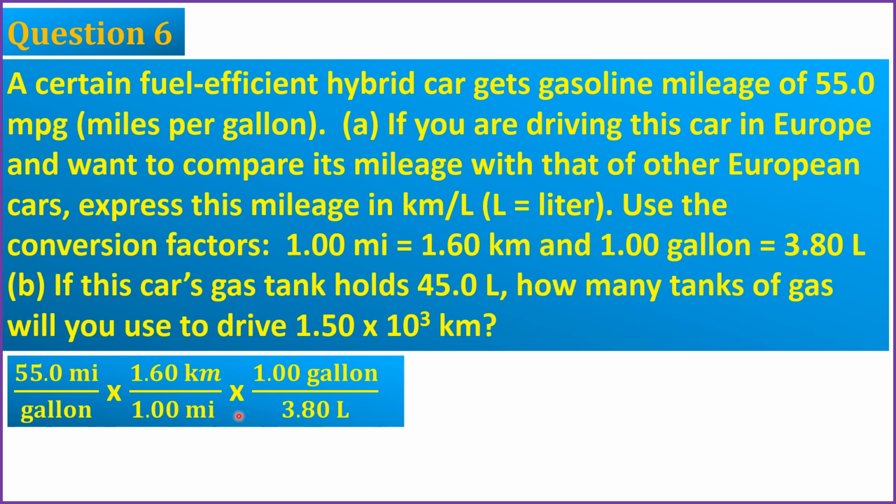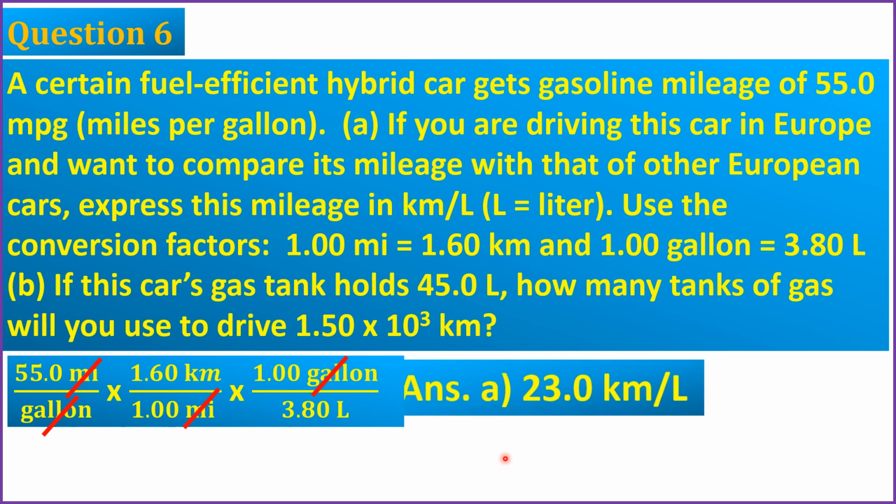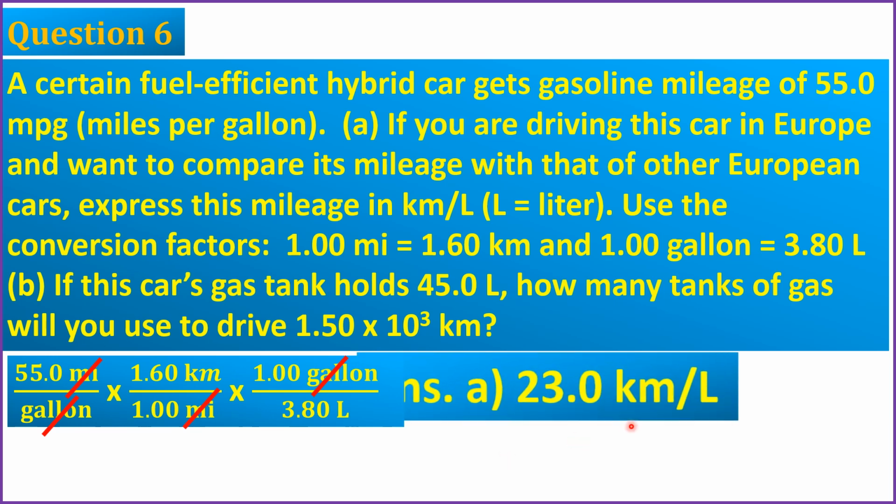We then multiply to this the conversion factor, which is 1.00 gallon is equivalent to 3.80 liters. Again, since we want the unit gallon to be cancelled, we write it in the numerator. And if we do the cancelling, the mile gets cancelled and the gallon gets cancelled. So 55.0 miles per gallon is equivalent to 23.0 kilometers per liter, which is our answer to letter A.